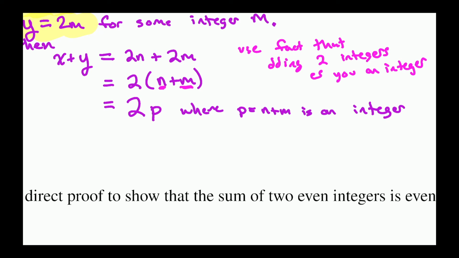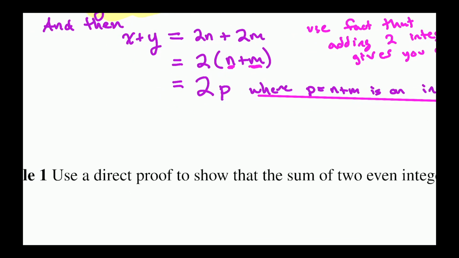Okay, let's fix this. So generally it's enough to write something like this. You don't need to write what I wrote in pink, okay? But this is what we're relying on: the fact that when you add n plus m, you do get an integer. And that's important because what we have now is x plus y is equal to 2p.